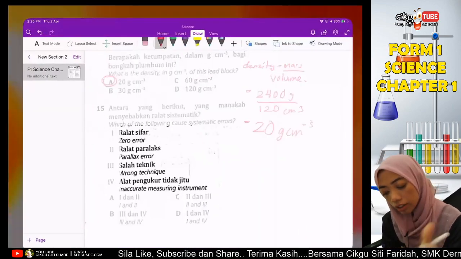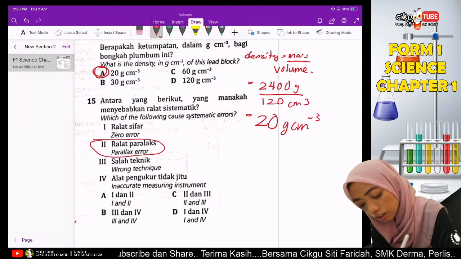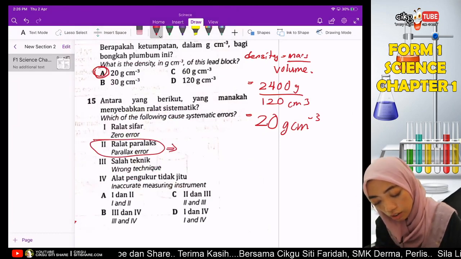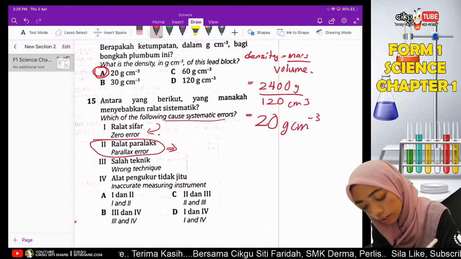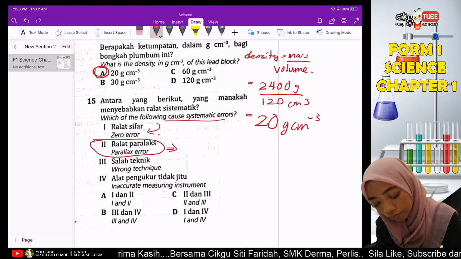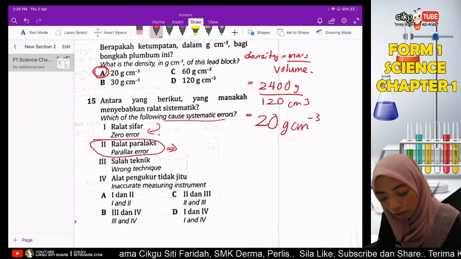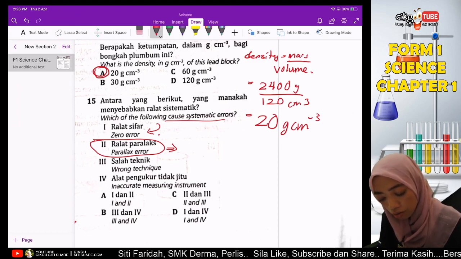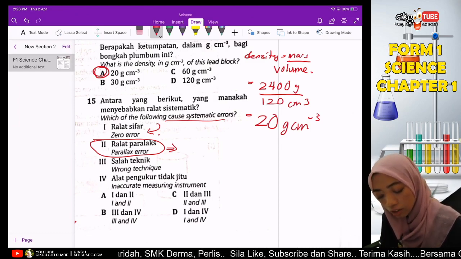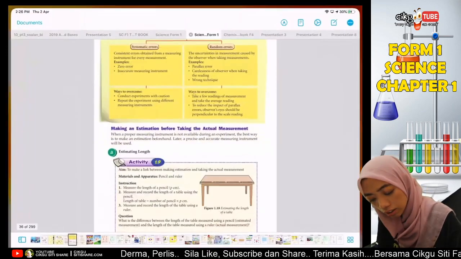Zero error, parallax error. So take a look at the question. Which of the following cause systematic error? Okay. Parallax error is not systematic error. Systematic error is zero error. Which of the following is caused by systematic error? Wrong technique or inaccurate measuring instrument? Which is the best answer?